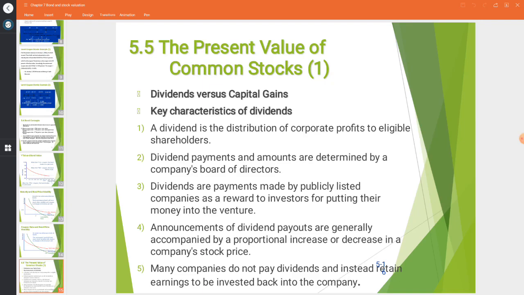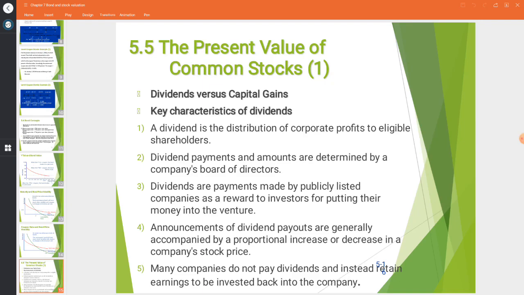Let us investigate key characteristics of the first type of cash flow, which is dividends. Dividends can be considered as a distribution of corporate profits to eligible shareholders. Second, dividend payments and amounts are determined by a company's board of directors. Dividends are payments made by a publicly listed company, and they can be considered as a reward to investors for putting their money into this venture.